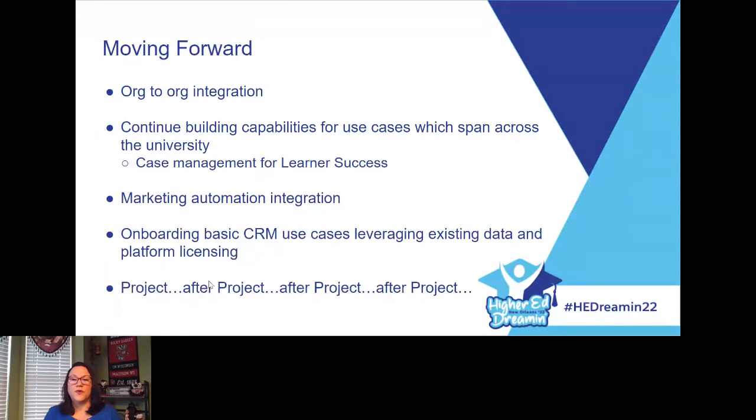And we also want the ability to onboard basic CRM use cases, because even though we've got these big organizations across campus, like our schools, colleges, and divisions, we've also got these little bitty units that just don't have a lot of funding. But if we have basic contact and relationship management functionality and the data already in there, all we have to do is onboard them. They can take advantage of platform licensing. And this is just the tip of the iceberg. We have project after project on the horizon.